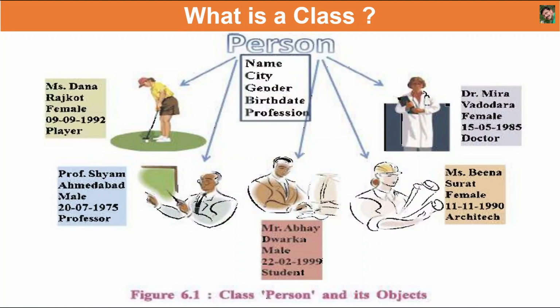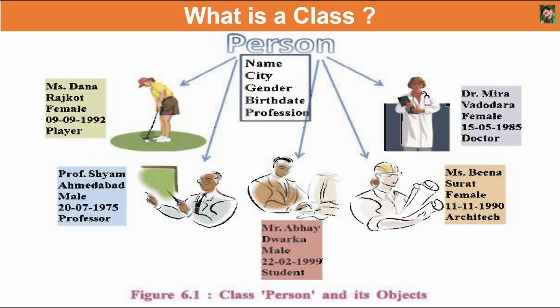Here, as you see, this is the person class. Person class contains five things: name, city, gender, birth date and profession. Now all these are objects of the person class. As you see, they have the same information, that is name, city, gender, birth date and profession, but they differ in their values. That is the state of the object.